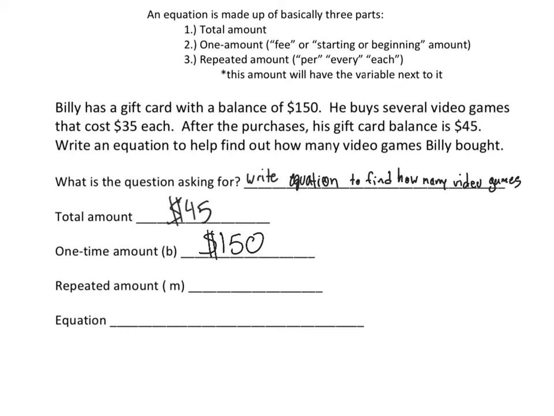The repeated amount is a thing that happens multiple times. So here it would be our video games. Each video game he buys is $35. So our repeated amount is $35.